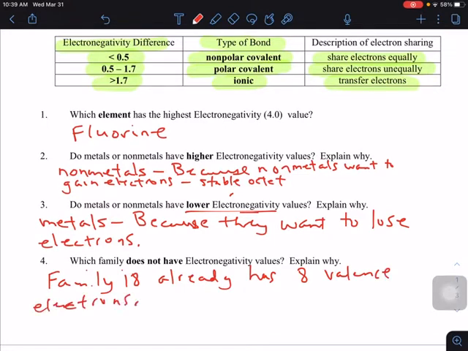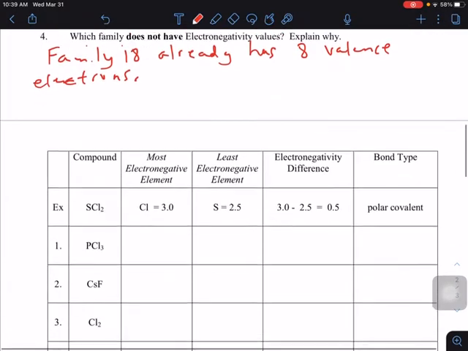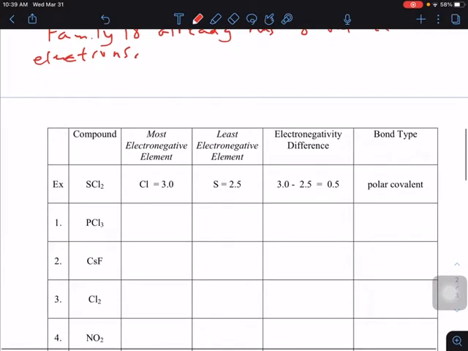Okay, it already has a stable octet. You've got some examples here to determine whether it's polar covalent, nonpolar covalent, or ionic. So all we have to do is compare the most electronegative element to the least electronegative element, find the difference between those two, and that will tell us what the bond type is.